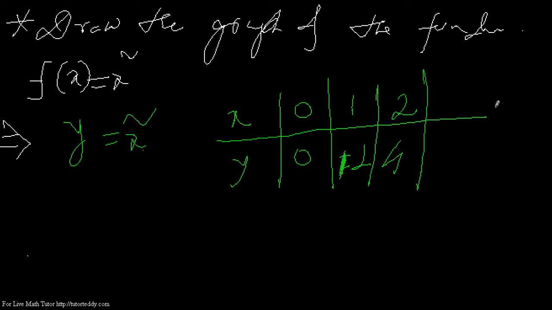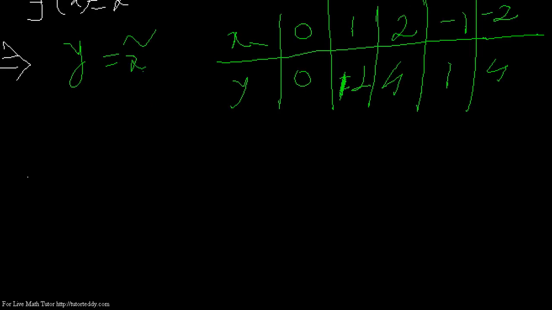Similarly, we check some other values. Let's take minus 1. When x equals minus 1, y still remains the same, that means 1. When x equals minus 2, y still remains the same, 4. So this way we can check with some values of x what is the value of y, and then we plot these values in a graph.